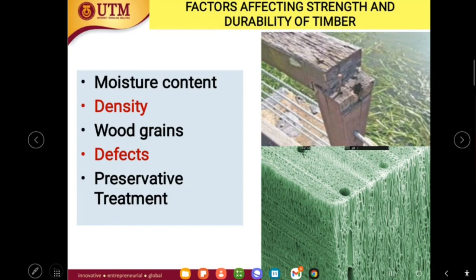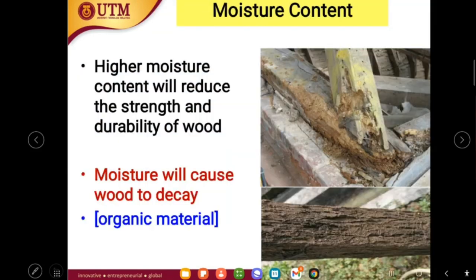Okay, so the factors affecting the strength and also the durability of timber: we have moisture content, which we have already discussed earlier, and then density and wood grains, which we have already discussed. Okay, so now it's the defects and also the preservative treatment, right? So, okay, moisture content, we'll continue a little bit.